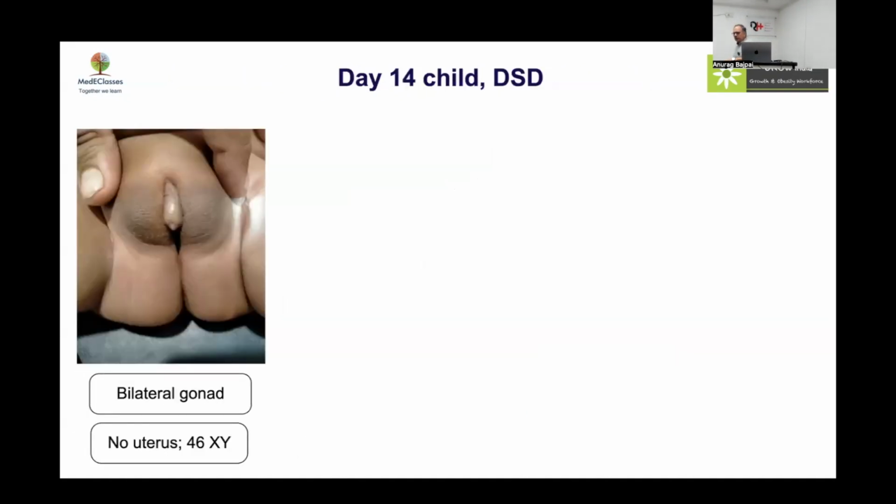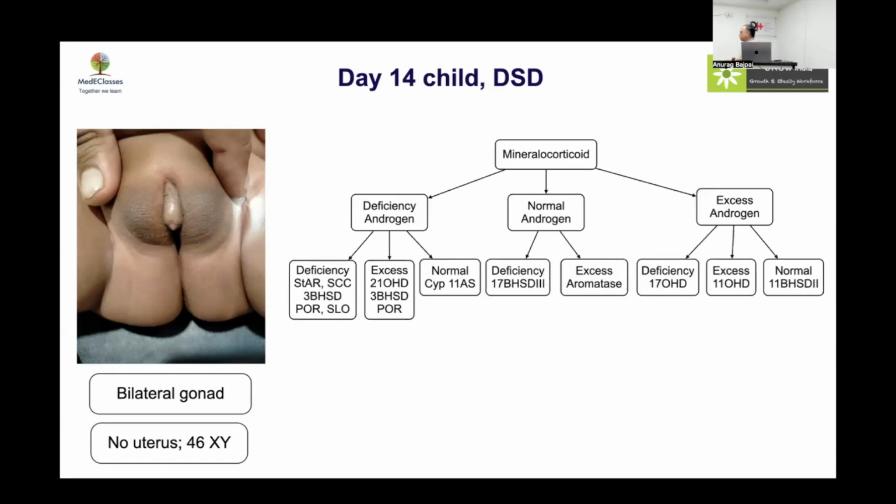Next case, Dr. Sandeep, is a 14-day-old child with DSD. What you can see is that there is a palpable gonad. There is no uterus. There is XY. So this is an XY DSD. So now the first question is, you want to know about the mineralocorticoid status. Now there is hyponatremia and hyperkalemia. So what do you think is happening here?